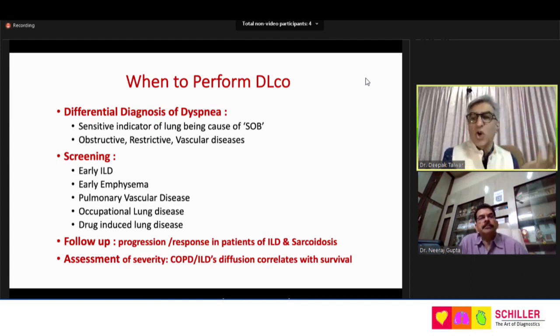So anything can cause dyspnea, but broadly looking into lung as a cause of dyspnea, diffusion capacity becomes a screening tool for that. And it will be able to screen early ILD, early emphysema, pulmonary vascular disease, which is the most frequently missed diagnosis if you do not do the diffusion capacity. So if you have everything normal, only abnormal diffusion capacity, which is low, you start wondering what is happening here, in which the lungs are not getting affected. It is primarily the vasculature which is getting affected.